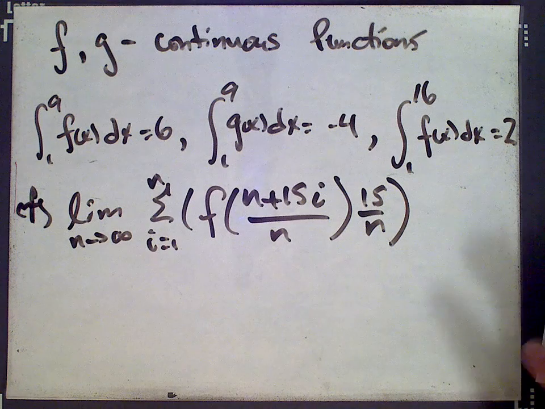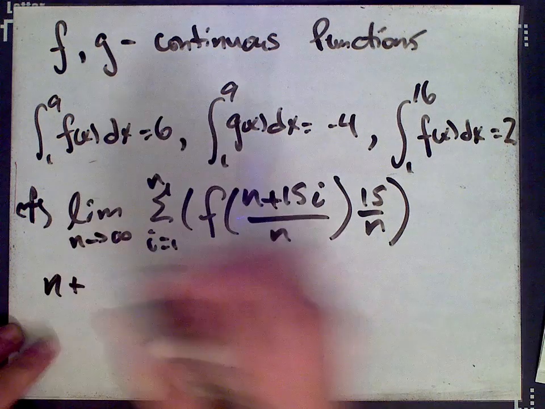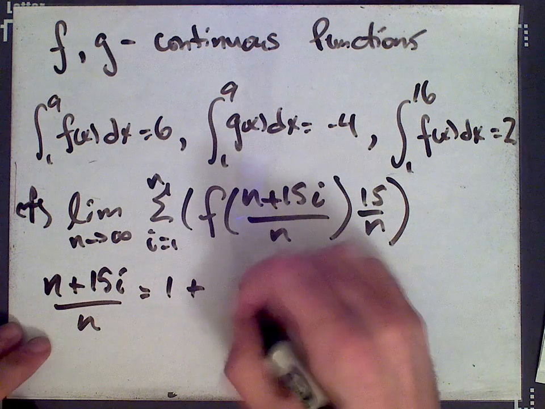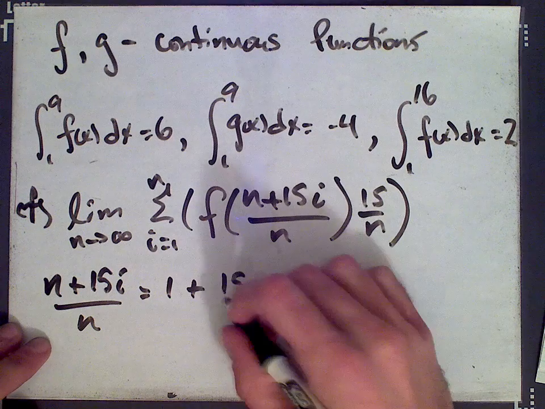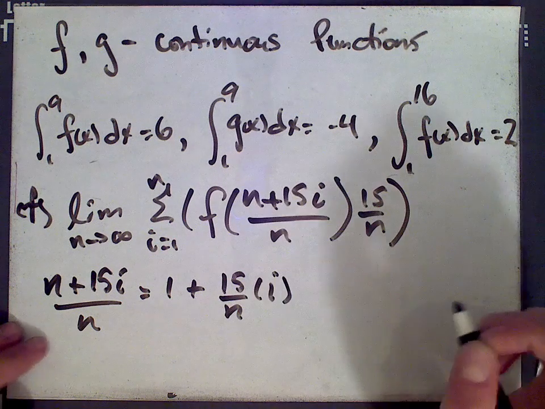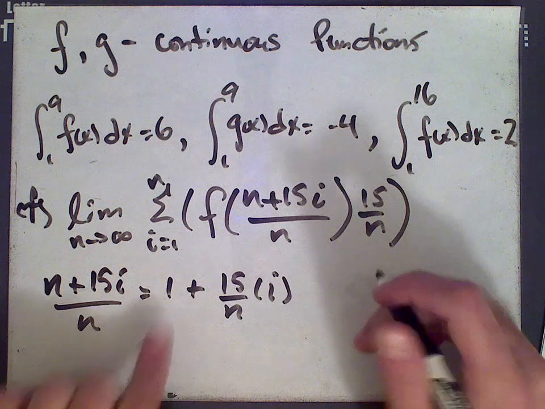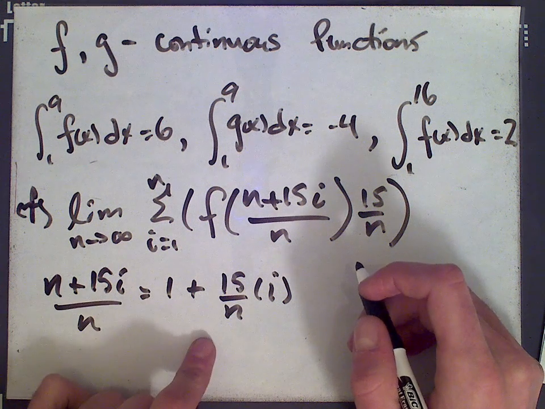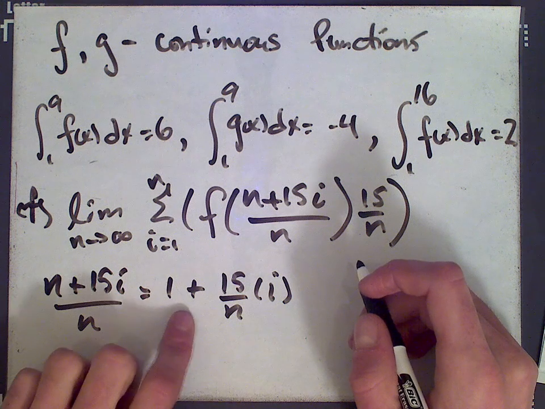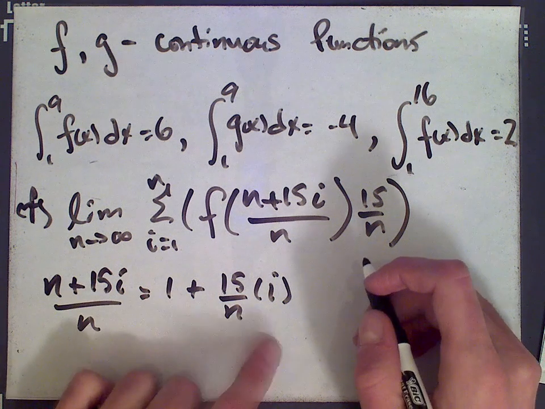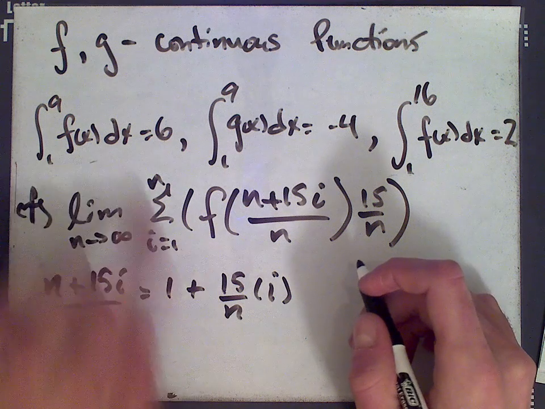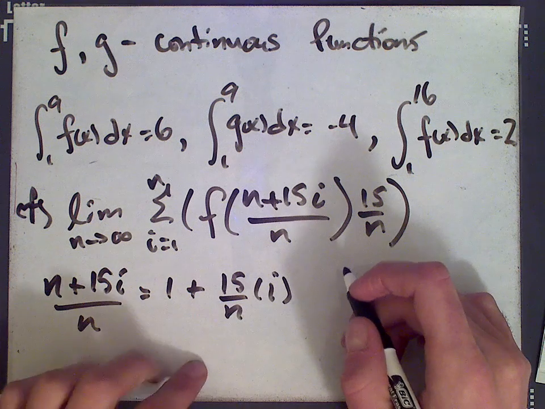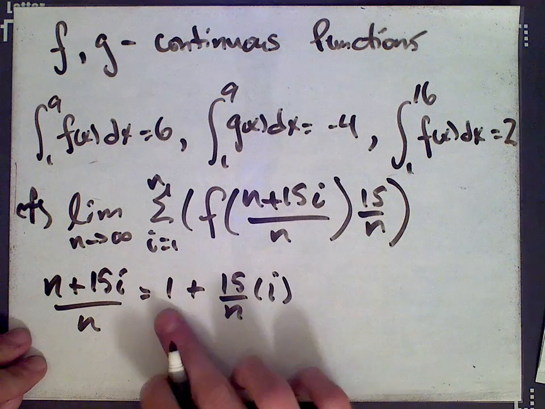Well, let's rewrite what's inside f here. Okay, this is 1 plus 15 over n times i. Okay, which means when i is 1, we have 1 plus 15 over n. When i is 2, we have 1 plus 15 over n times 2, and so on all the way up to when i is n, and in that case it's 1 plus 15 over n times n, so that's 16. So it seems like we're going from 1 to 16.